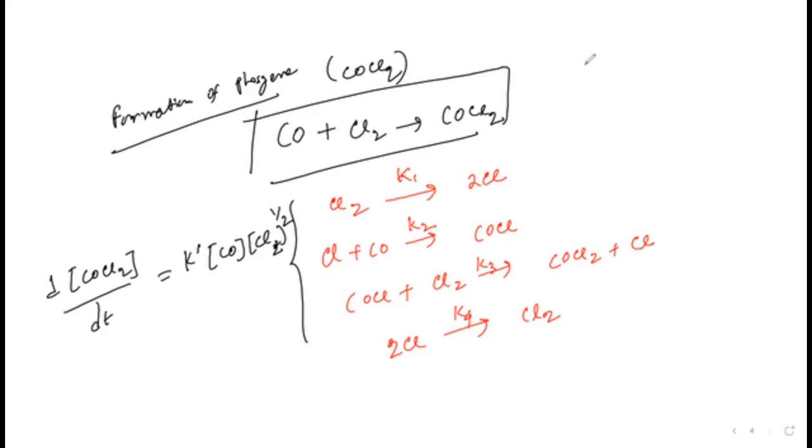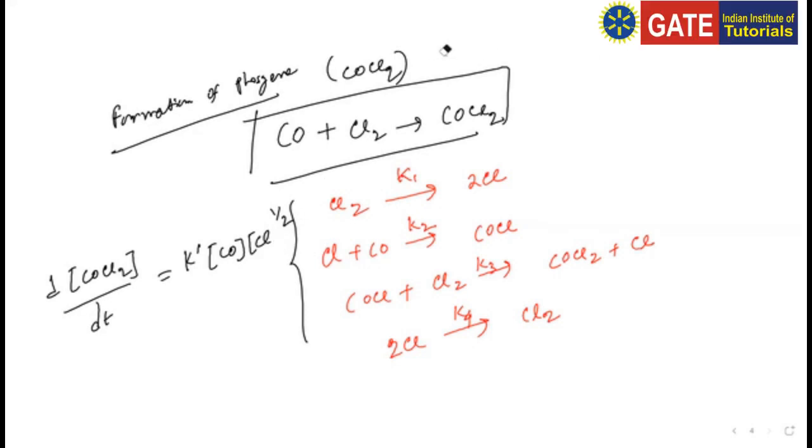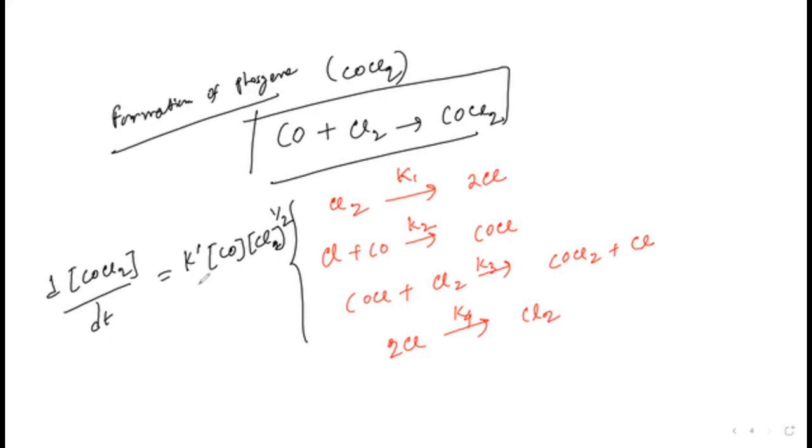So this is the overall rate equation. If you apply steady state approximation, you'll be getting this as your answer: K' into CO into Cl2 to the power half, and so there is half plus 1. The order is 3/2. Understood this kind of cases, but no problem.